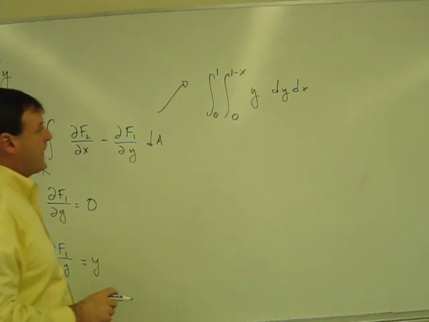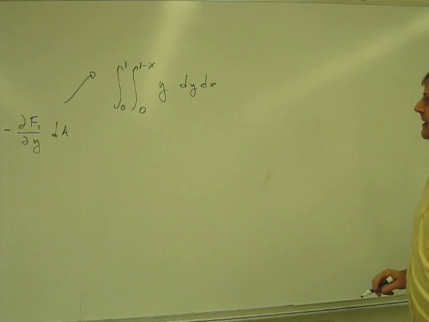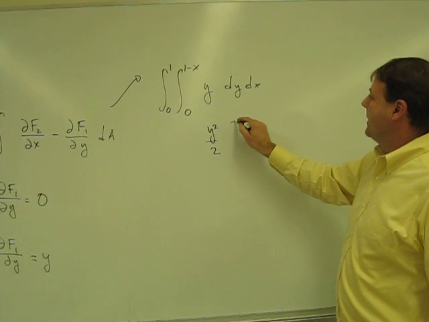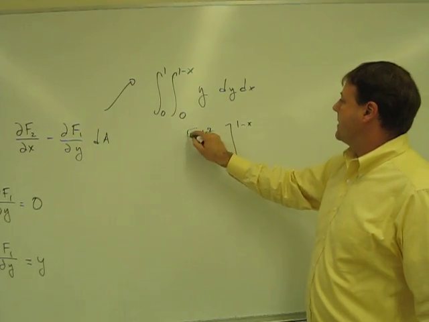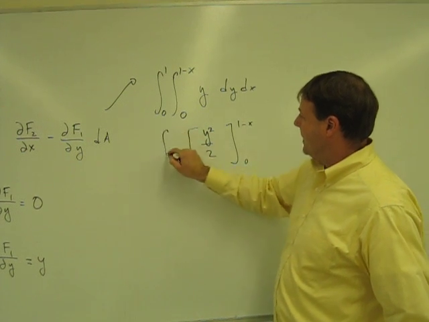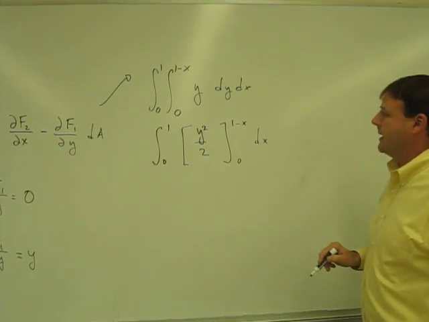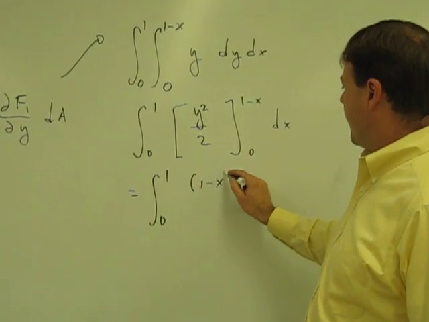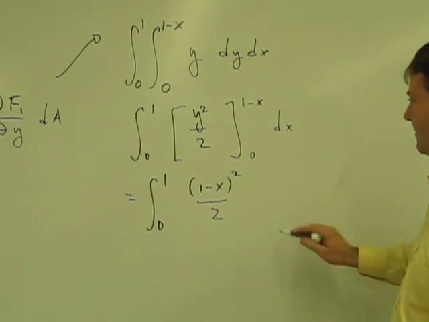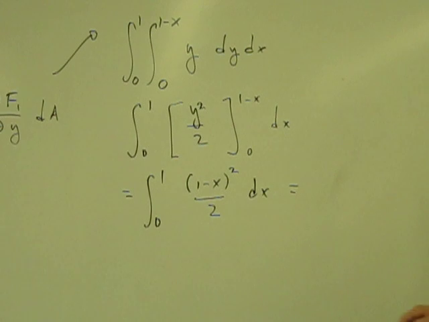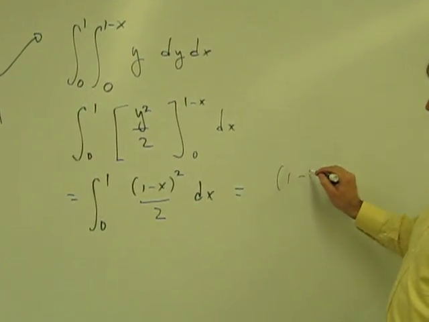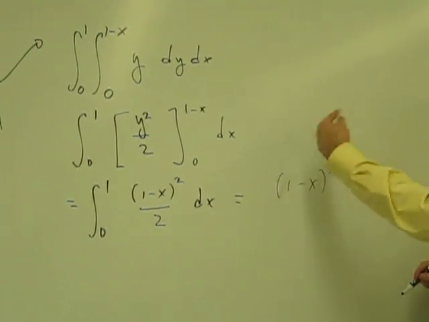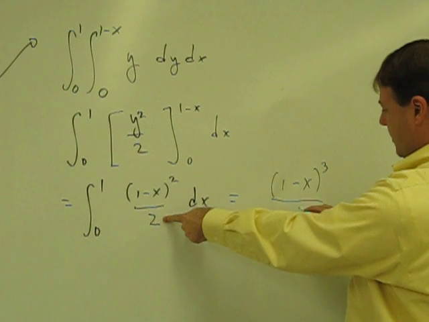Now I have to actually do the integral. So, okay, let's integrate this. I get y squared over 2 from 0 to 1 minus x. Once I've completed doing that, I'm going to integrate from 0 to 1 with respect to x. On the inside here, I get (1 minus x) squared over 2 dx. The antiderivative of this is going to be (1 minus x) cubed, and now I raise this to the third power and then I divide by that 3, so combining that with the 2, I get 6.